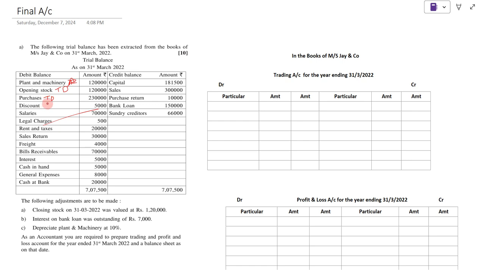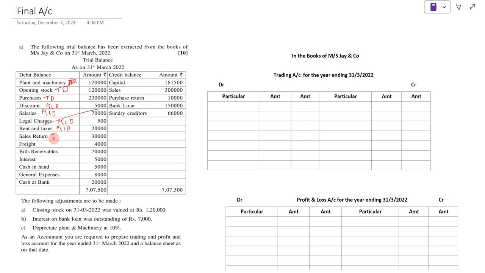So discount, profit and loss account debit side. That's why P and D, debit side. Salary, profit and loss account debit side. D I am writing because we have to post this entry to the debit side. Legal charges, profit and loss account debit side. Rent and taxes, profit and loss account debit side.